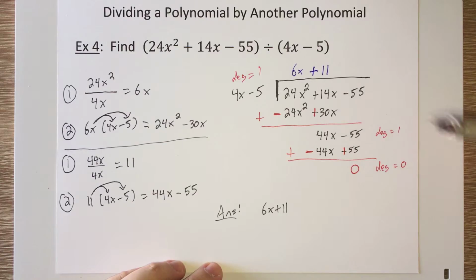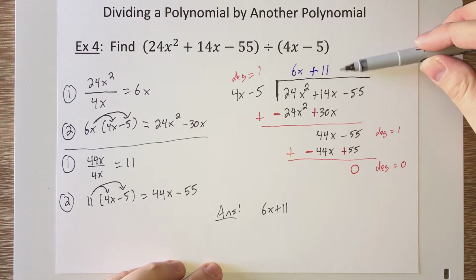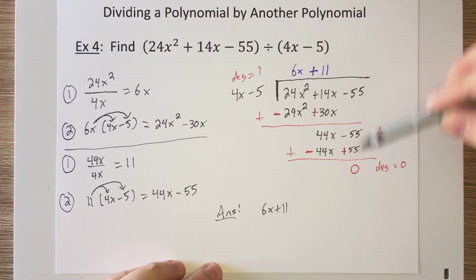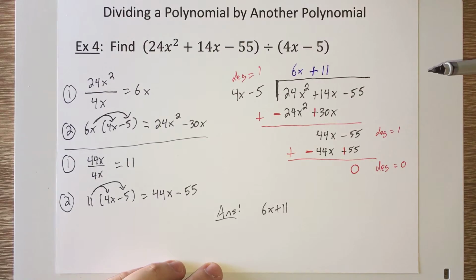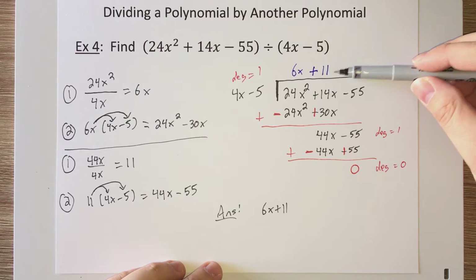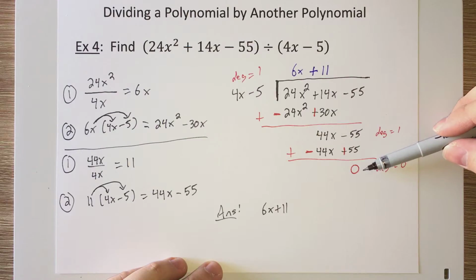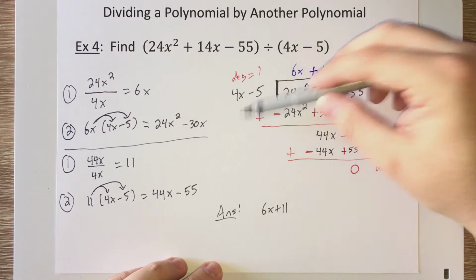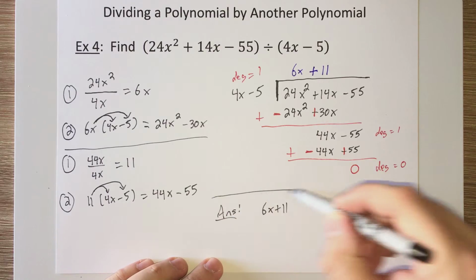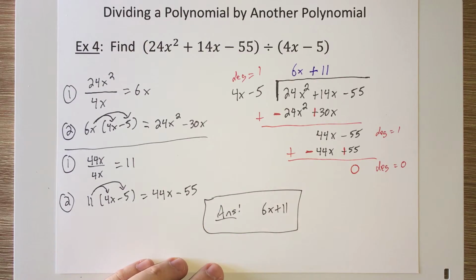So two ways to write the answer. One way to write the answer is 6x plus 11 plus 0 over 4x minus 5. Or you can just realize that 0 over 4x minus 5 is 0 and just goes away. So the answer is just the top thing. But it's only going to be just the top thing if your final polynomial over here is 0, exactly 0. Anything else besides 0, you have to put that little fraction part at the end. Okay, so just to make it look neater, I'm not going to write the fraction part. The answer is 6x plus 11.